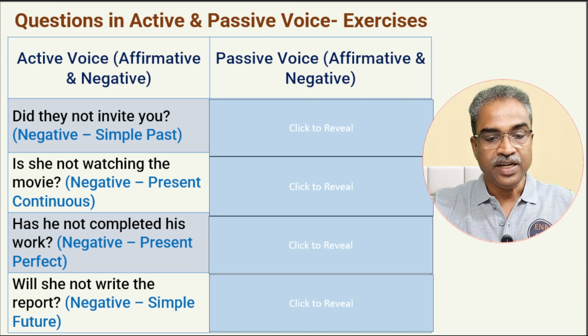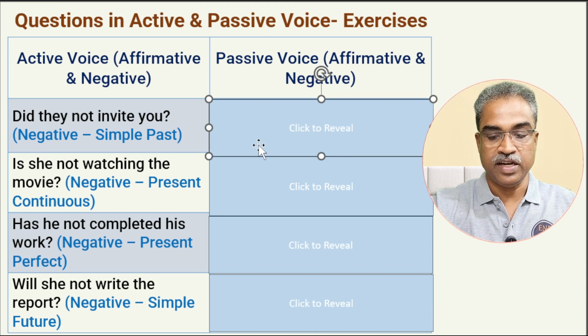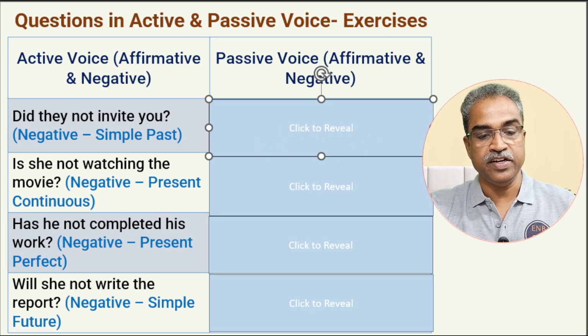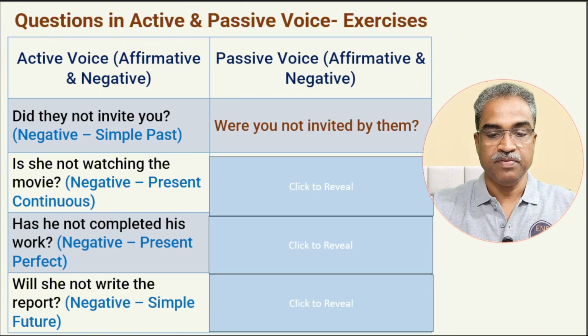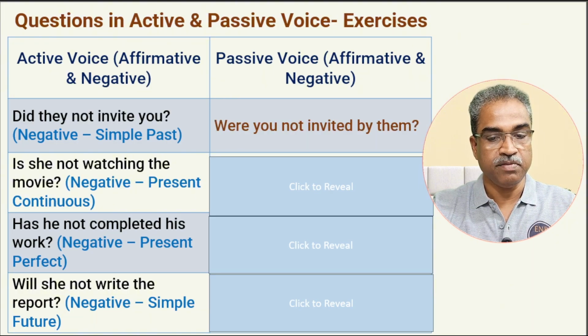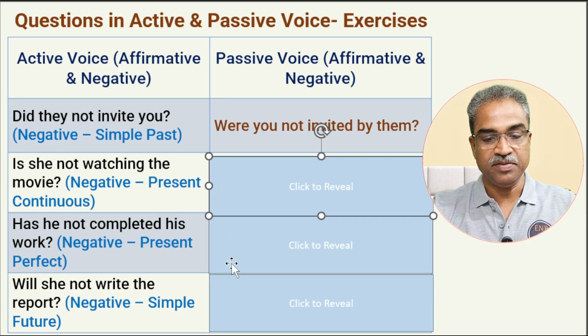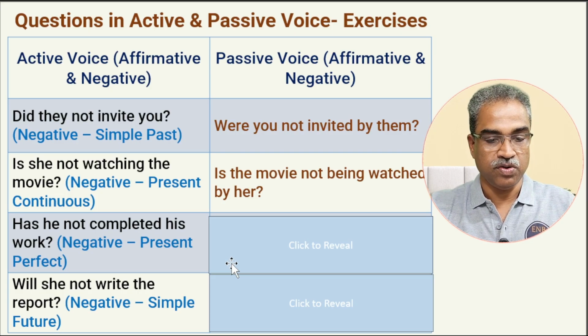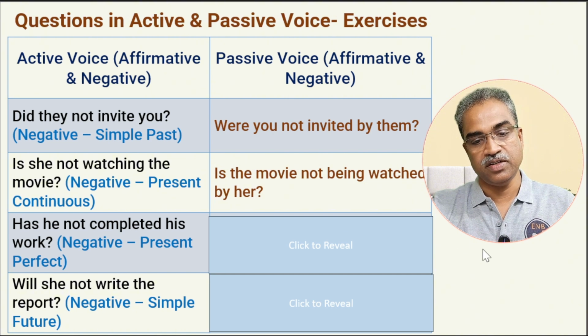Next. Did they not invite you? I'm not going into detail now, explaining everything step by step. Are you able to get it? Did they not invite you? Were you not invited by them? Is she not watching the movie? Is the movie not being watched by her? I'm not going through the steps. Please go through them. Has he not completed his work? Will she not write the report?